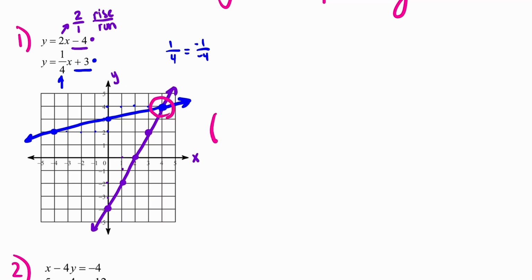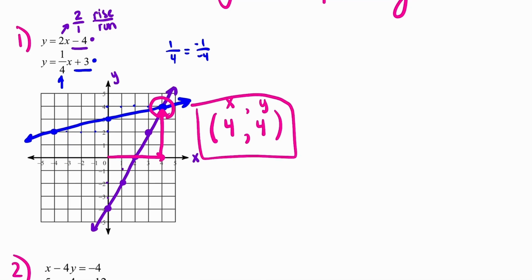So let's see. It's always x comma y as your answer. On my x-axis, I went 4, and on my y-axis, I went 4. So my answer to number 1 is (4, 4).